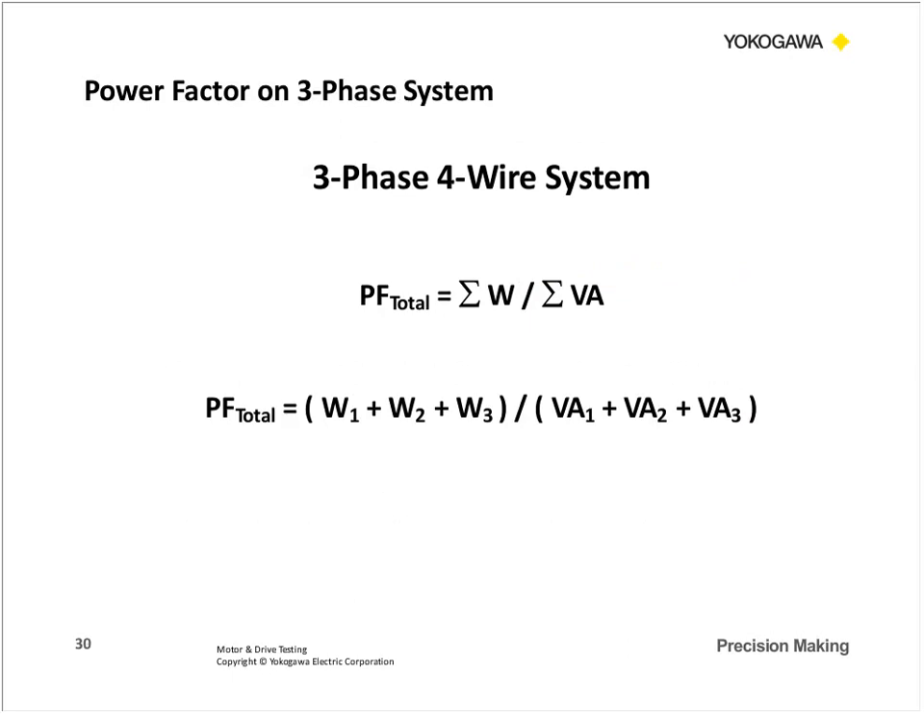So in a three-phase, four-wire system, our power factor is going to be the total watts divided by the total VA. So the total watts is going to be the sum of the 1, 2, 3 wattmeters, right? And the total VA is going to be the sum of the 3 VAs, each of the 3-phase currents times its phase voltage.